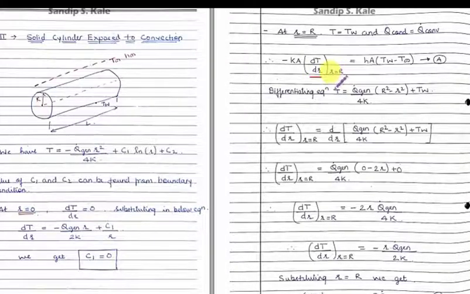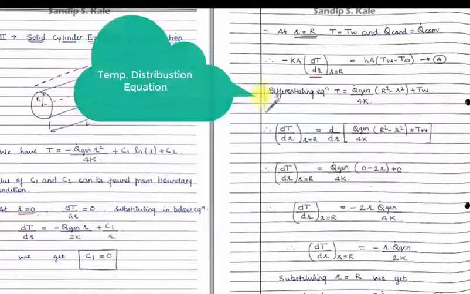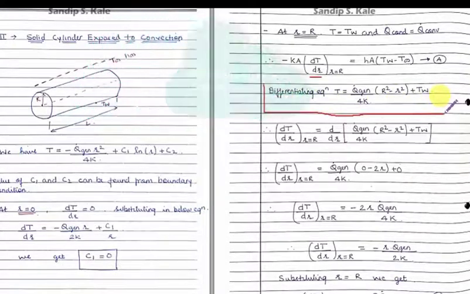So now this is the equation. We will differentiate this equation. What is this? This is the temperature distribution equation for a solid cylinder. We have seen this in the last session. We have seen the derivation and we have arrived at this expression. So now what will we do? We will differentiate this temperature distribution equation.